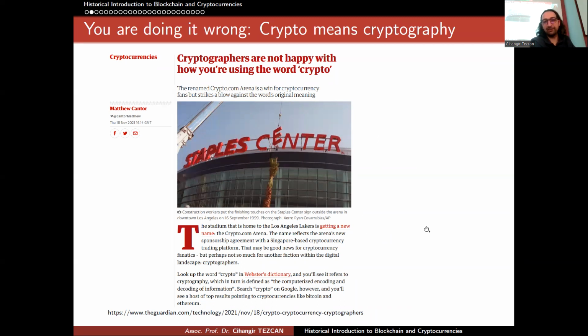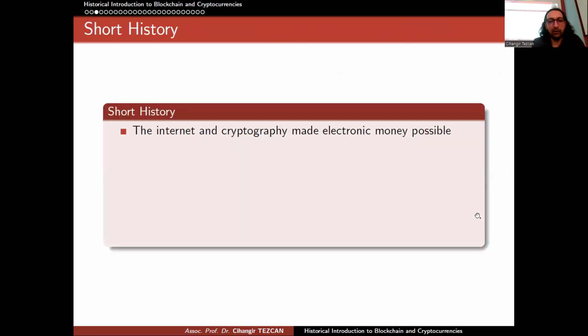This is actually a big problem for us, because 10 years ago, when you searched Google for crypto, you would see the crypto conference that is held every year in Santa Barbara. But today it is very hard to find the correct or true information about something on Google when you search like this.